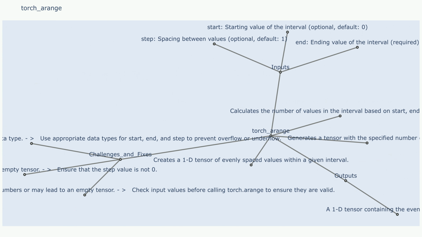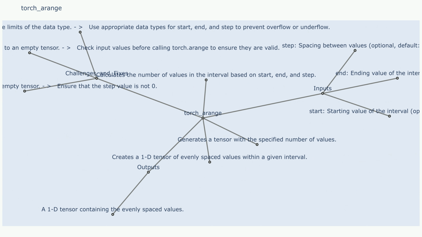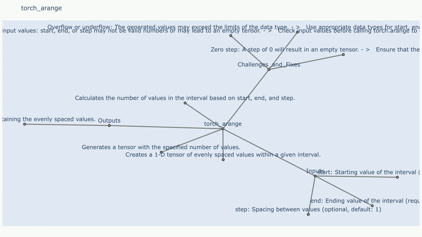If not provided, it defaults to 0. Define the ending value, end. This is a required parameter. Define the step value, step. If not provided, it defaults to 1. Generate a sequence of values from start to end, exclusive, with the specified step. Return the sequence as a one-dimensional tensor.